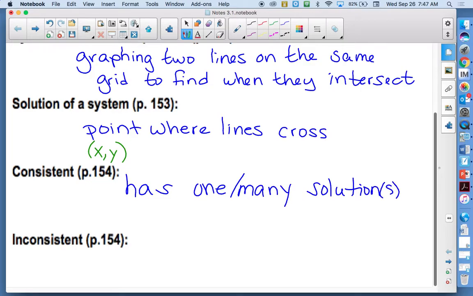So essentially, a consistent system has an answer. It has a place where they're meeting. So consistent means there is an answer that we can find for that system, for the pair of lines. Therefore, inconsistent would be, what do you think inconsistent is? Julian? The lines never intersect. Yeah, the lines never intersect. There is no solution.